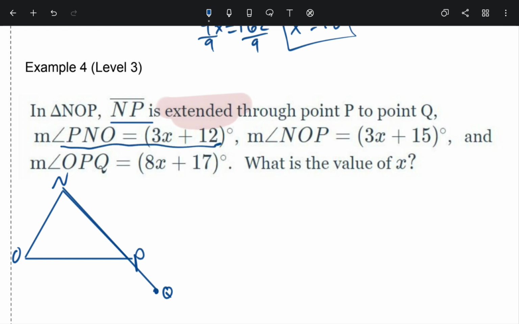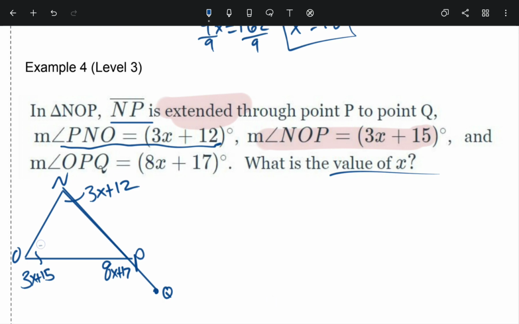P and O is 3x plus 12. So that's P and O. And then NOP is 3x plus 15. That is NOP. And OPQ, that is this exterior angle here, is 8x plus 17. We want to know what's the value of x.